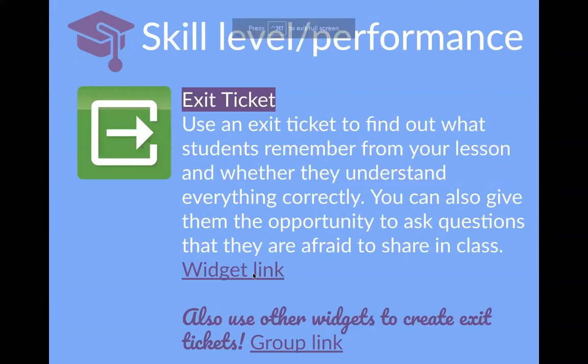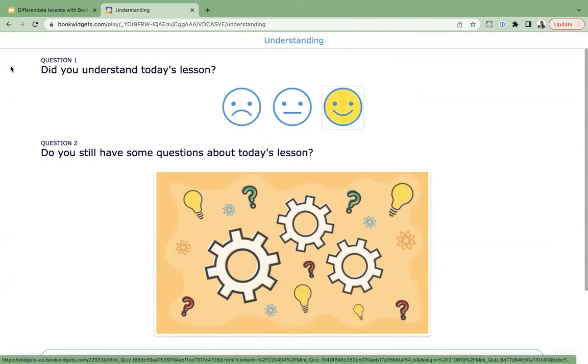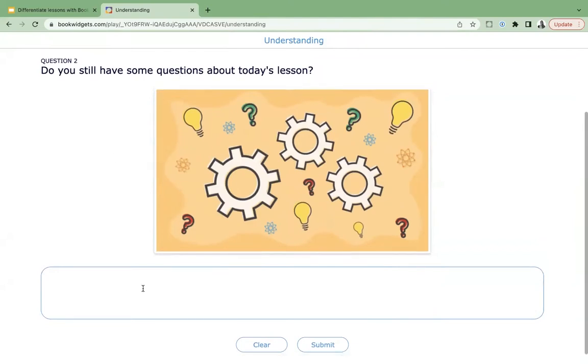I have this widget link right here. And it's actually just a question. The first question will always be answered with an emoji. So you can change the question, but your students will always have to answer with this emoji. In this case, it's whether they understood today's lesson, so they can quickly enter this. Then the next question is, do you still have some questions about today's lesson? This is a question you can change again. The answer option, which is an open answer, will stay like this.